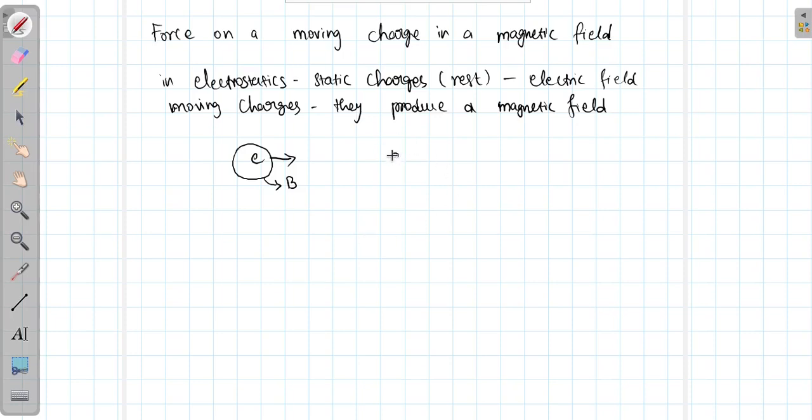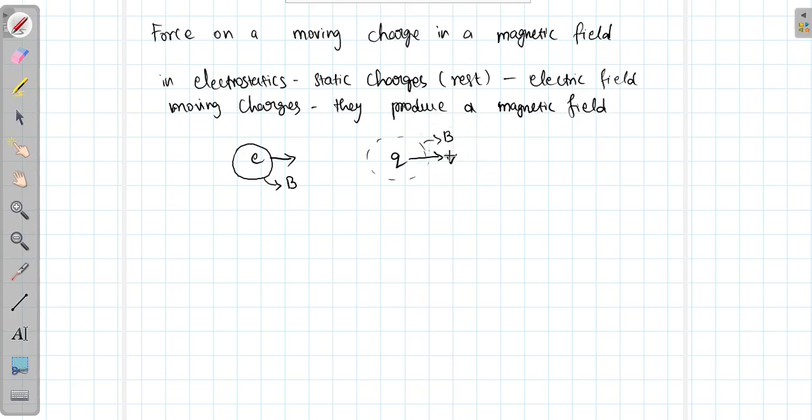Similarly, any charged particle produces a magnetic field around it whenever it moves with a velocity. Whether it is in accelerated motion or uniform motion, no problem at all. They produce a magnetic field.